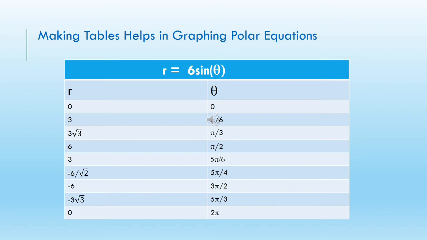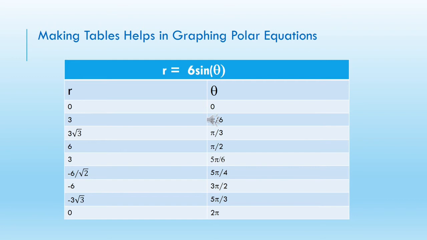When I plug in pi over 6, sine's 1/2, so 6 times 1/2 is 3. When I plug in pi over 3, sine is the square root of 3 over 2. So multiply the square root of 3 over 2 by 6, and I get 3 times the square root of 3. At pi over 2, sine is 1, and so 6 times 1 is 6, so that gives me my highest radius of 6. At 5 pi over 6, sine is 1/2. 6 times 1/2 is 3.